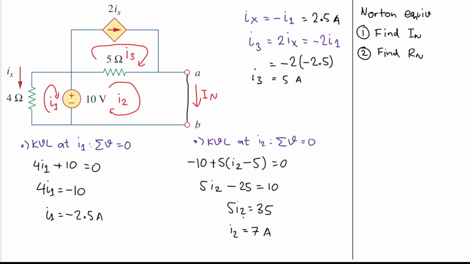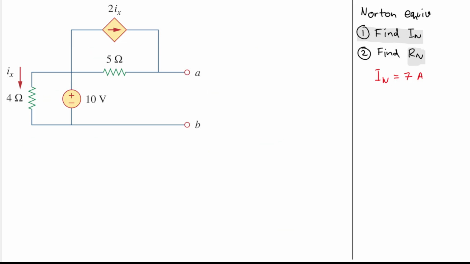That is good, because I2 is the same as IN. So IN is equal to I2, which is 7 ampere. That is the value of IN, the first value that we need. Let's move on and find the Norton resistance. Let's clean up our circuit and the slide. The second step is to find RN.